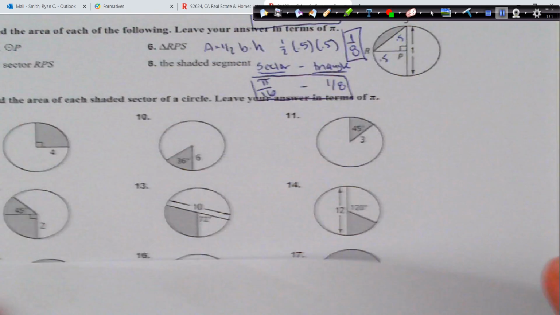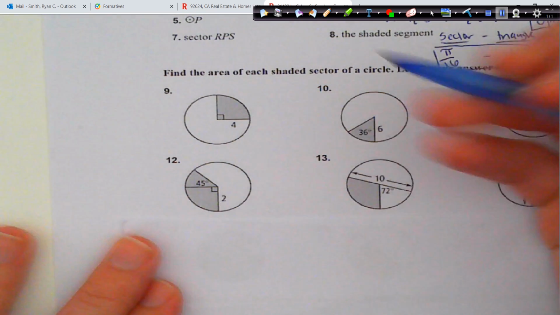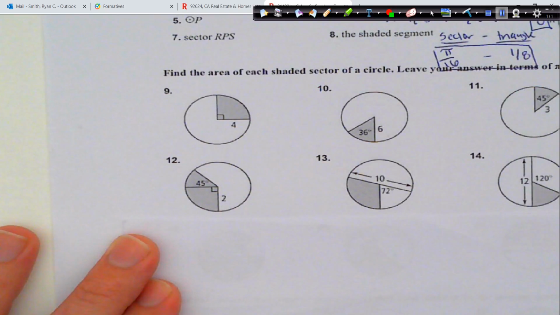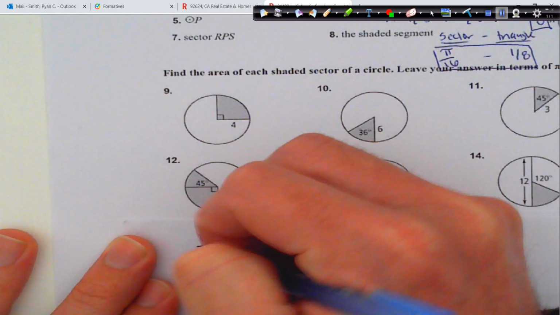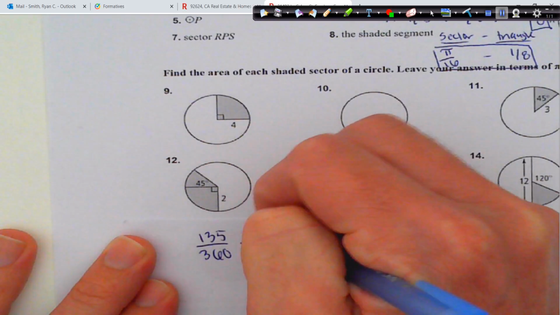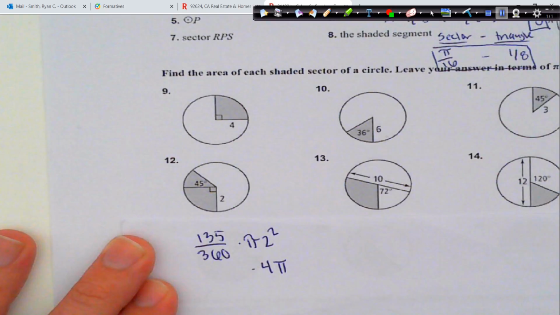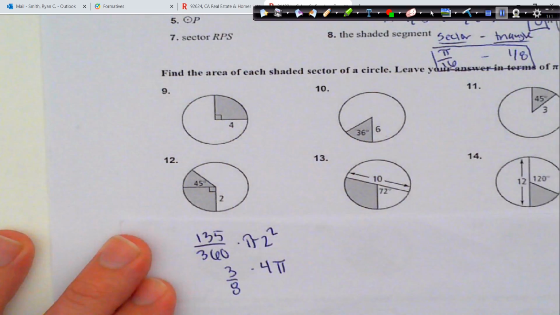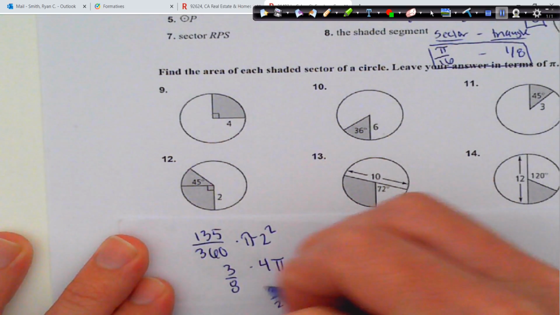Number 12. So we can actually just add these two together. So 90 plus 45 is going to be 135 over 360 times pi r squared. And so that's going to be 4 pi times 135 over 360 reduces to 3/8, times that by 4, and we get 3 over 2 pi.